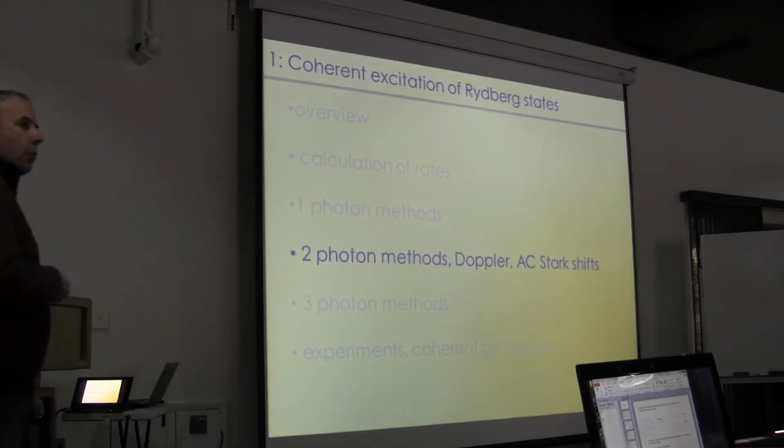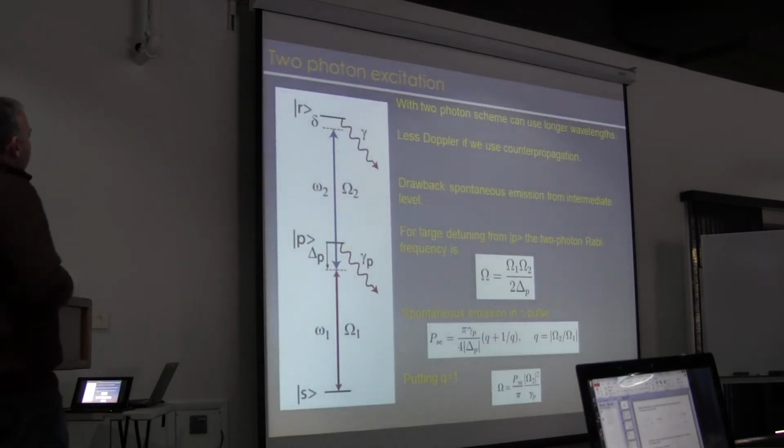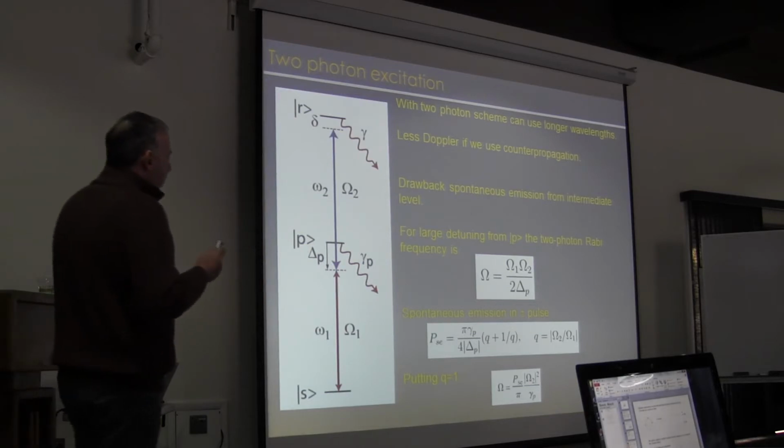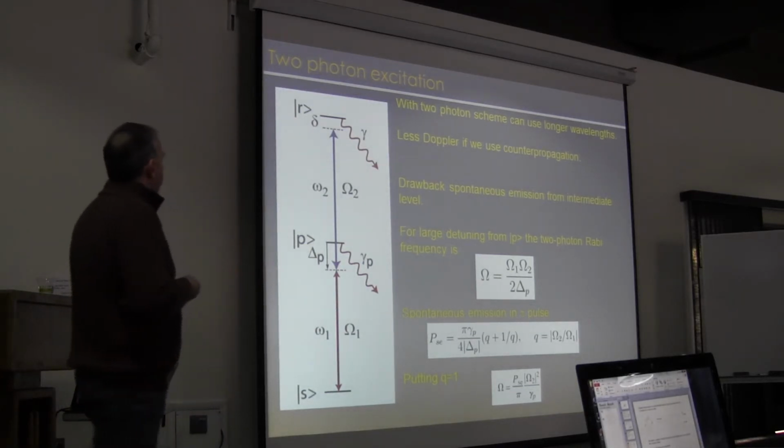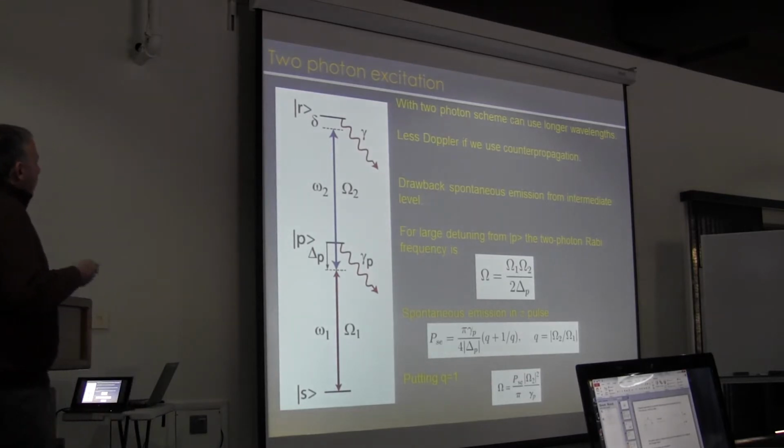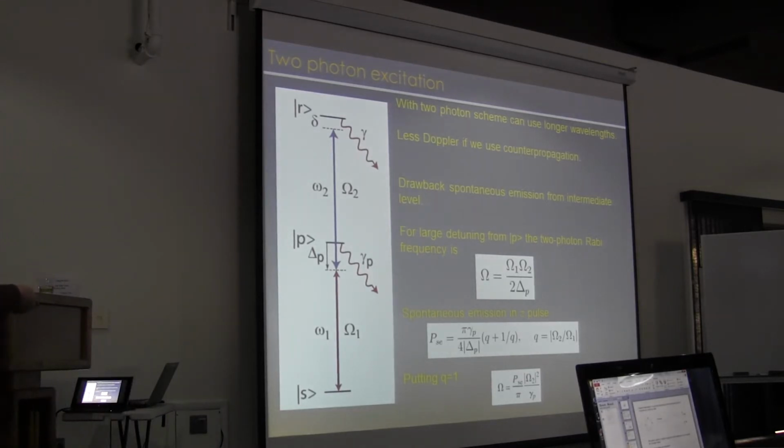Two-photon methods are much more widely used these days. In two-photon excitation, one has to be concerned about a couple of issues: Doppler, residual Doppler, and also AC Stark shifts. With the two-photon scheme, we can use longer wavelengths. So typically, in an alkali, we're going from the ground state to the first or second excited state up to the Rydberg state. We can reduce the Doppler by counterpropagating these two fields.